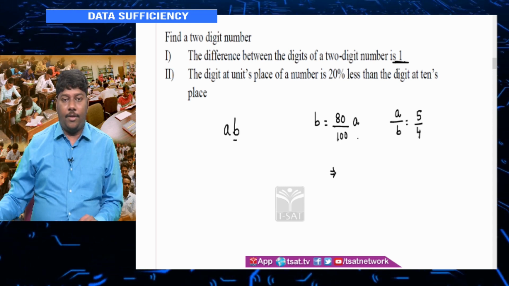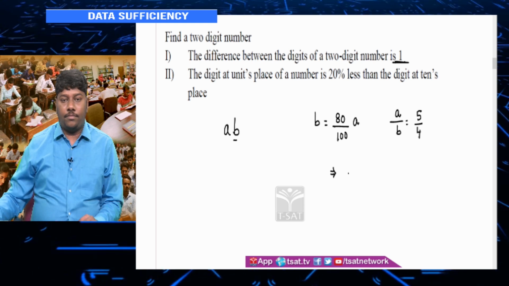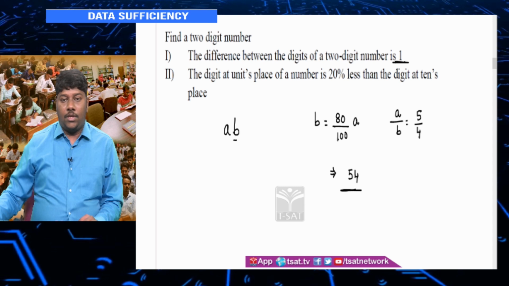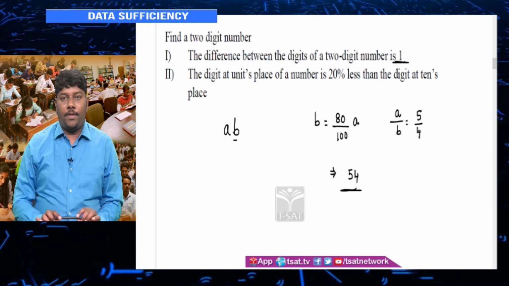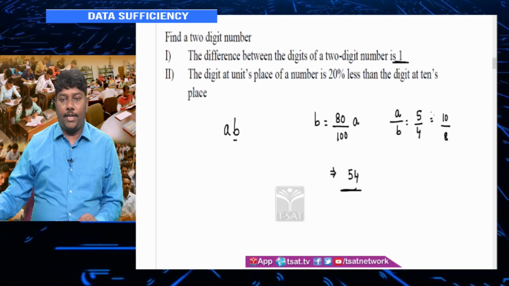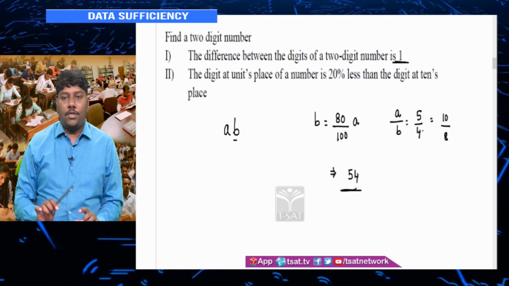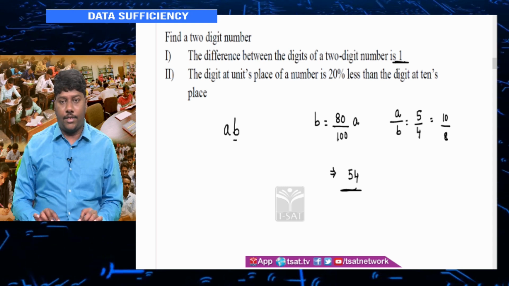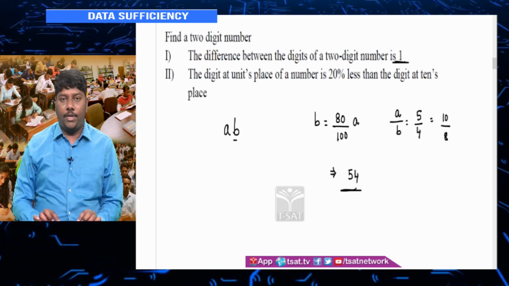So, I would say a by b is 5:4. See, 5:4, you can always write it as 10:8 or something like this, if you cannot simplify it further. So, 5:4 I will write it. So, 5 and 4, it is 54 I can write it, because in 10:8, 10 is not a unit digit.